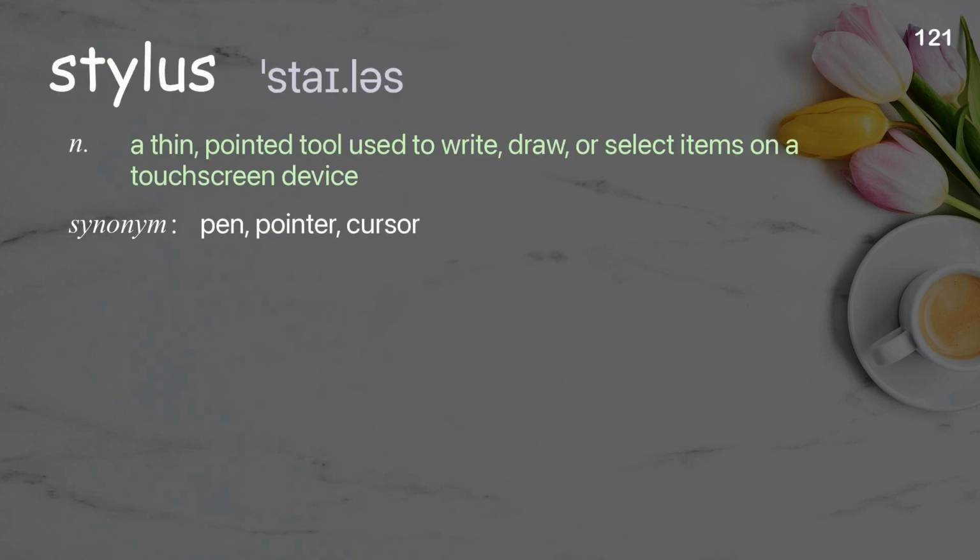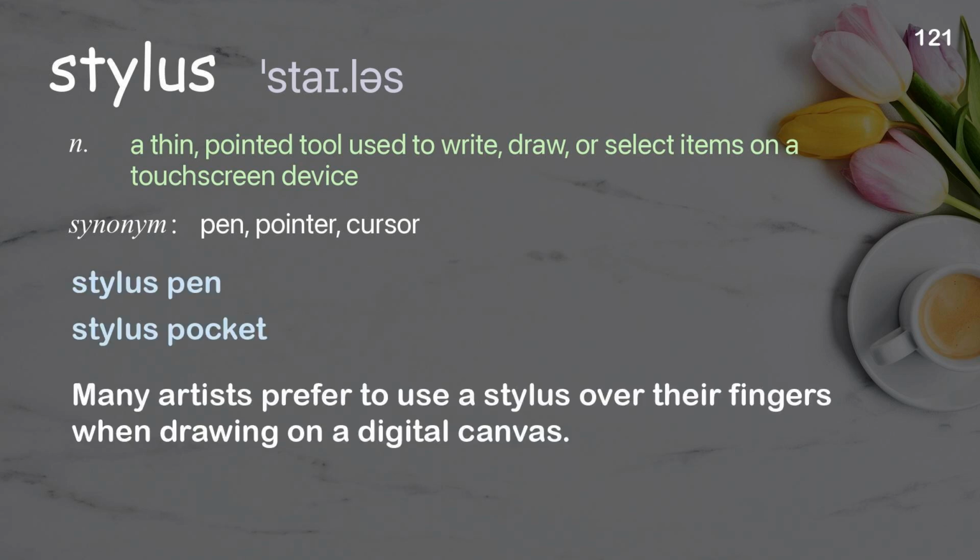Stylus: a thin, pointed tool used to write, draw, or select items on a touchscreen device. Examples: stylus pen, stylus pocket. Many artists prefer to use a stylus over their fingers when drawing on a digital canvas.